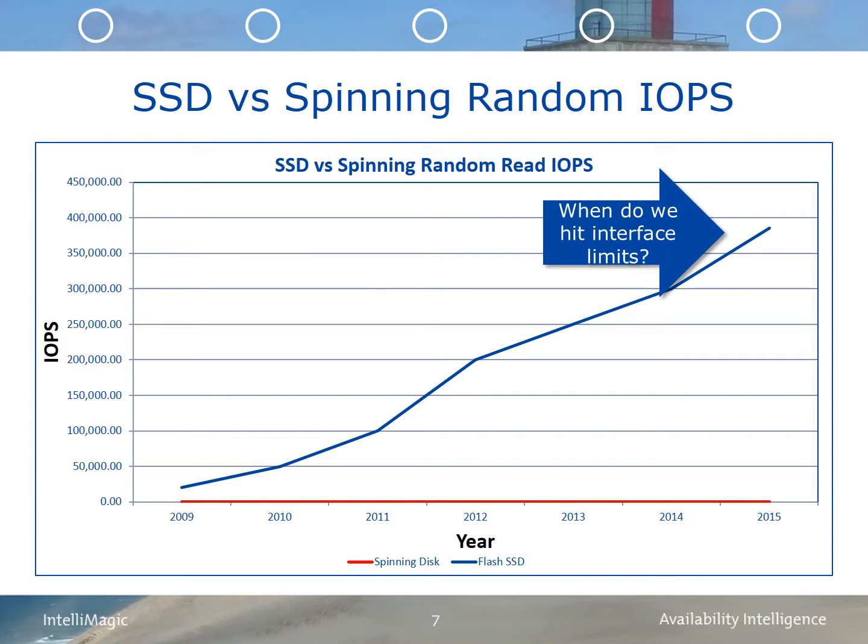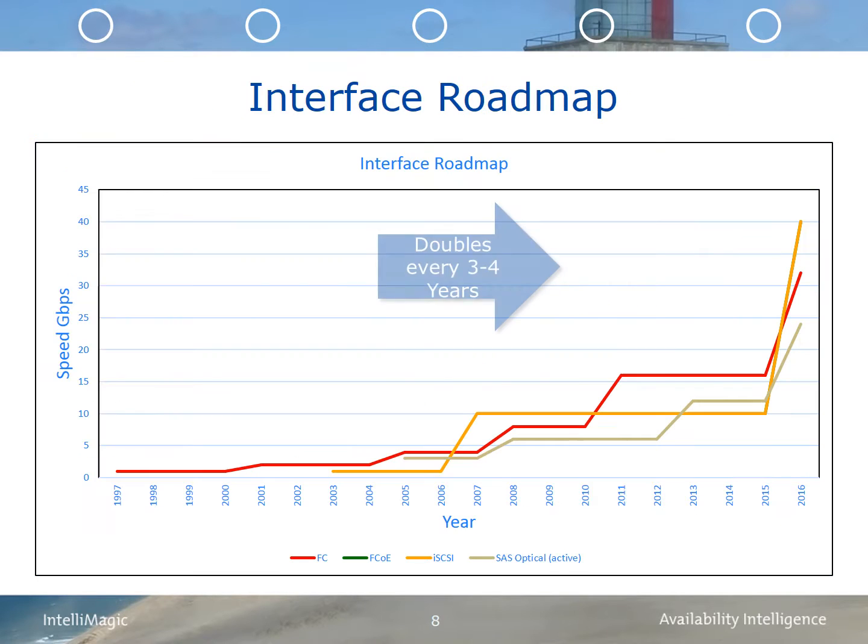So while the spinning disk technology is not improving in the seek time, and the overall latency is not really getting much better, we've seen massive improvements in the areas of flash technology. And what we've seen is basically a doubling every 2 years in terms of the number of random IOPS per SSD. And we expect this trend to continue for some time into the future.